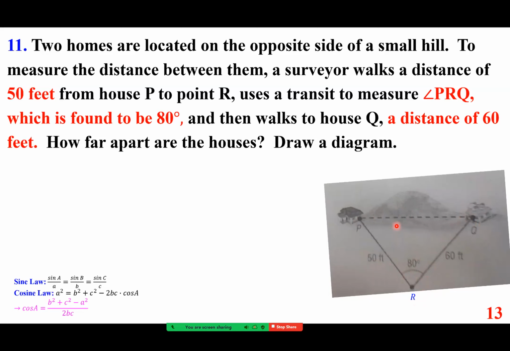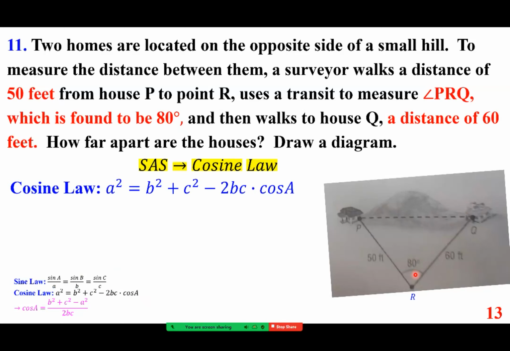You just pick from one and go away however many feet, okay? And the same thing here. So the bottom line is you can measure these two distances. What you cannot measure is this distance. And this is 80 degrees. So you have SAS. So you can use cosine law, okay?